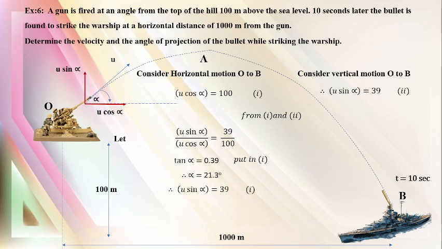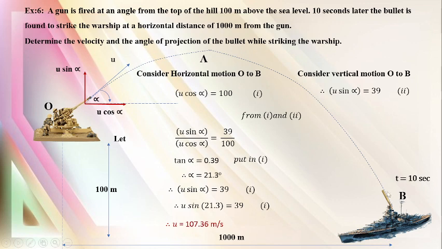So here we are going to substitute the value of alpha in equation number 1, and after simplifying we got the initial velocity equal to 107.36 meter per second. So this is the initial velocity, but the initial velocity is related to the point of projection.